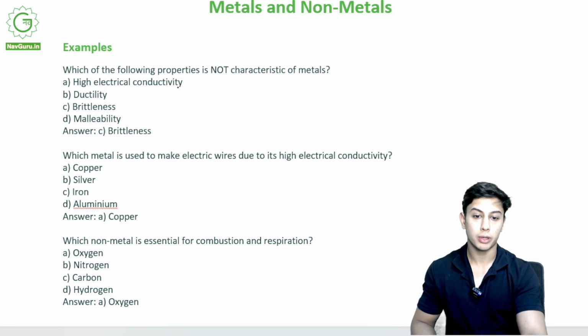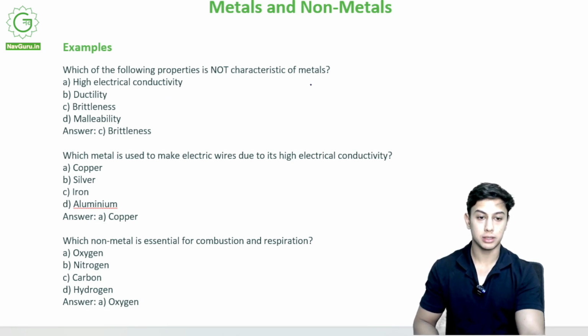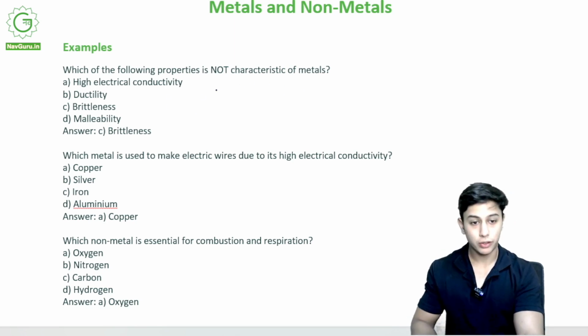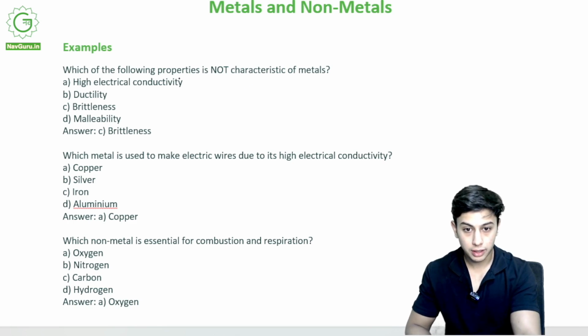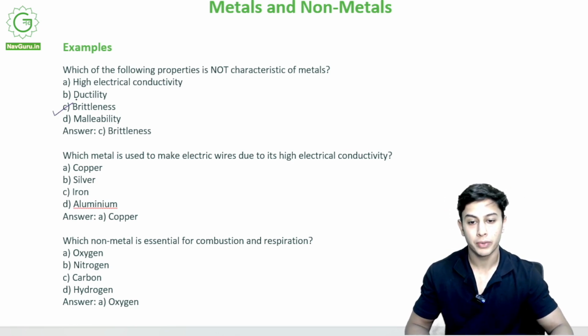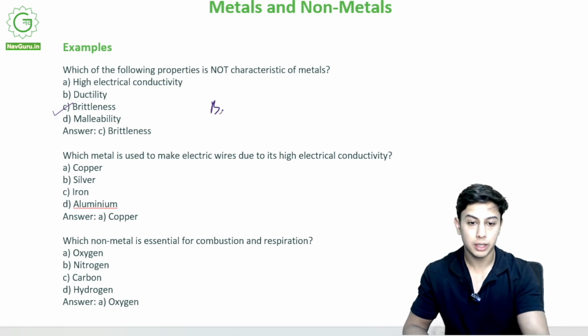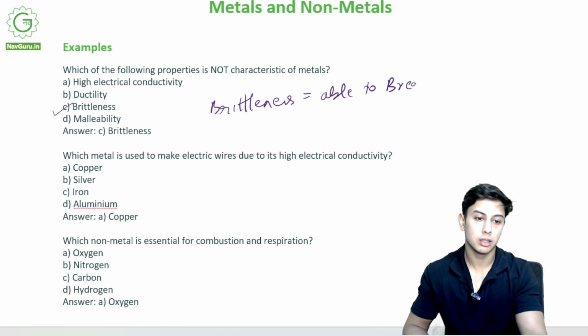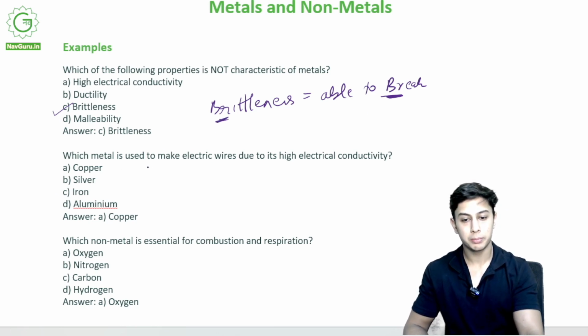Which of the following properties is not a characteristic of metals? High electrical conductivity, ductility, brittleness, malleability. Brittleness is not a property of metals. What is brittleness? Able to break. Break, brittle.